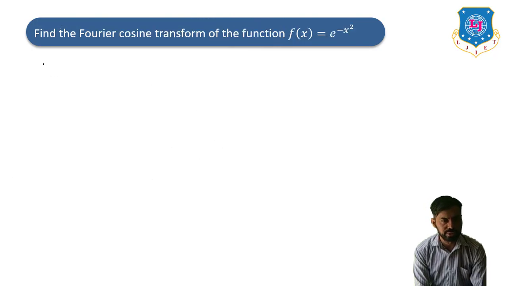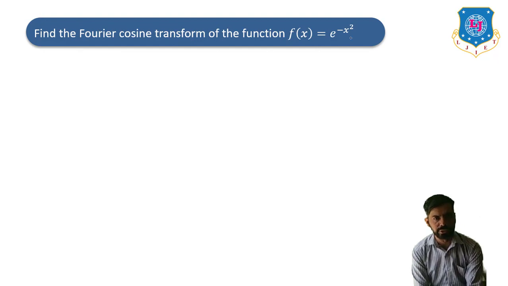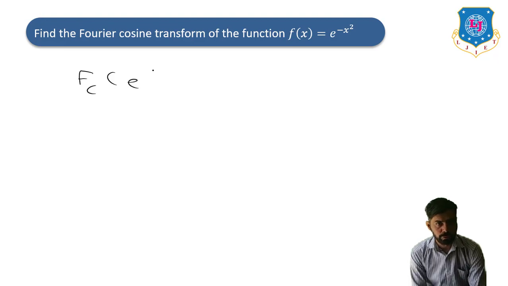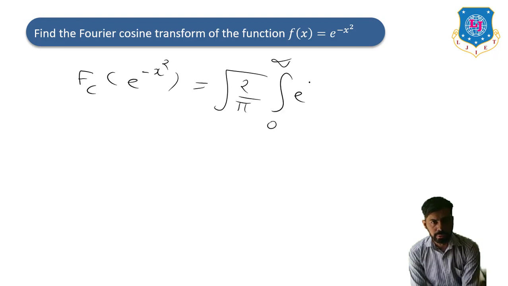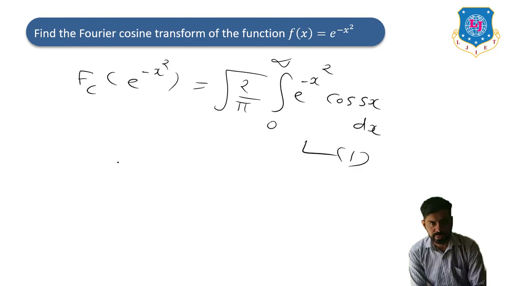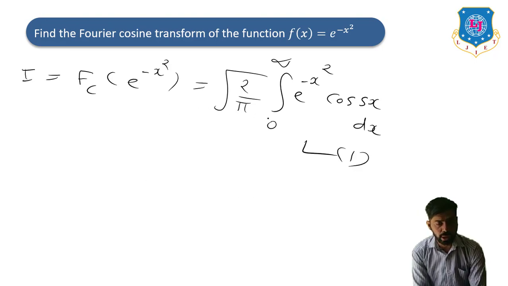Now let us discuss the next example, that is, find the Fourier cosine transform of the function f of x equal to e raised to minus x square. So we know that the Fourier cosine transform of function f of x is given by Fc of e raised to minus x square, that is equal to square root 2 by pi integration 0 to infinity e raised to minus x square into cos sx dx. Suppose this is result 1 and this is equal to I. Now we will differentiate both sides with respect to s.